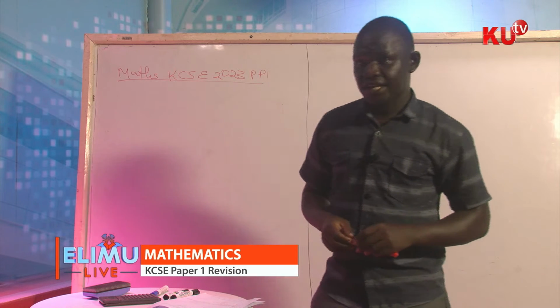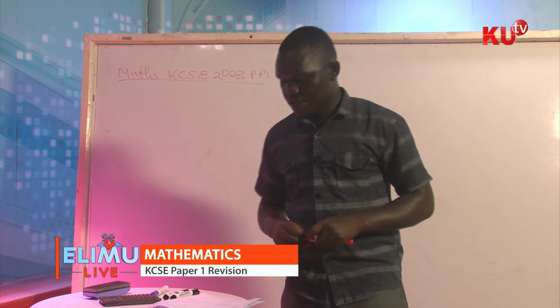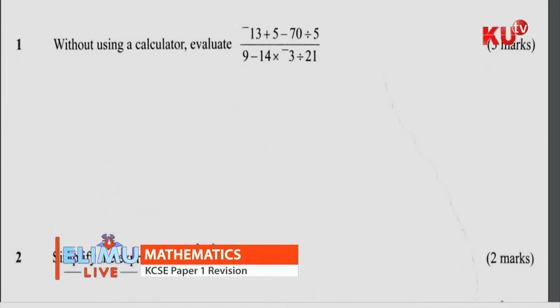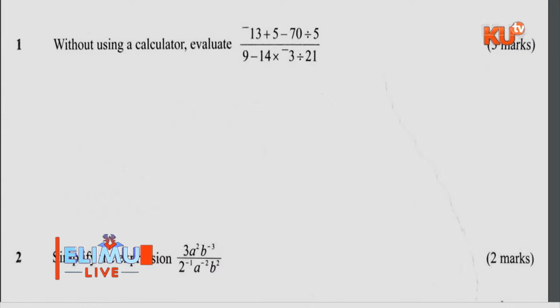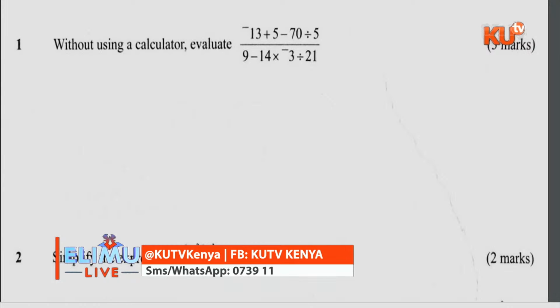Without using a calculator, evaluate negative 13 plus 5 minus 70 divided by 5, all over 9 minus 14 times negative 3 divided by 21. How do you work out that question when you are given it?